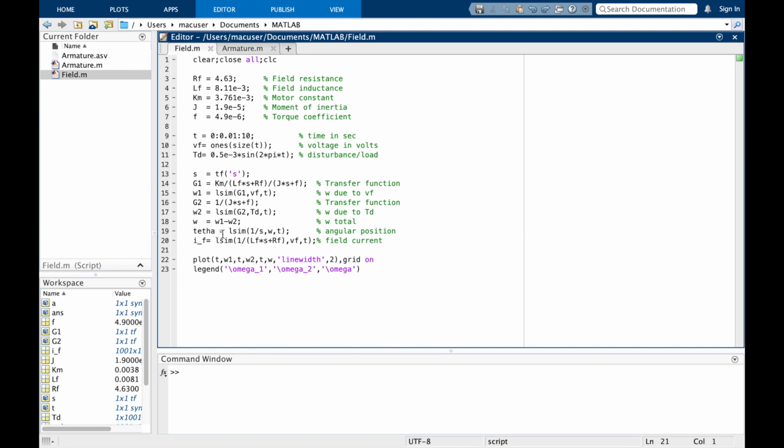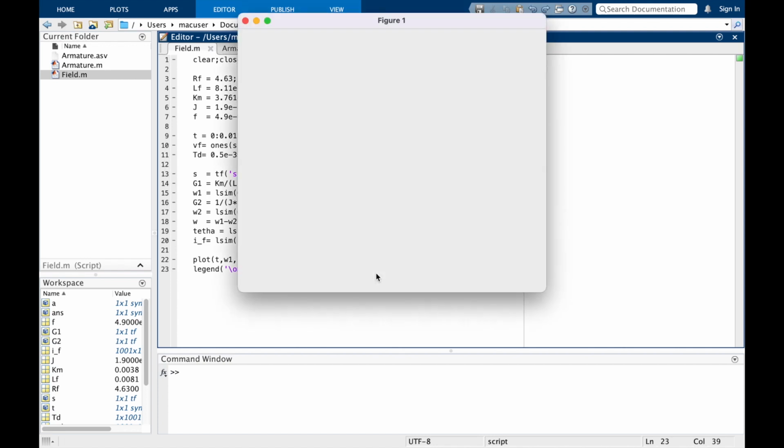Okay, so that's all the simulation. Now, I'm plotting omega 1, omega 2, and omega on the same plot. Line width 2 makes the line thicker than usual. Grid on turns on the grid, and legend is made to distinguish all of these: omega 1, omega 2, and omega t. Let's see the result of this simulation.